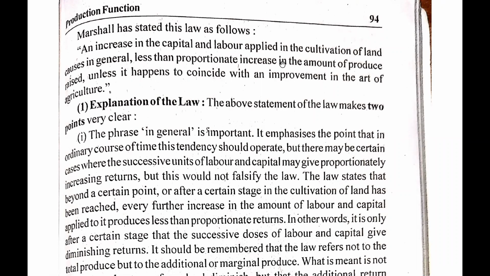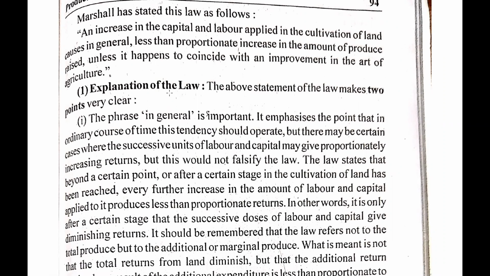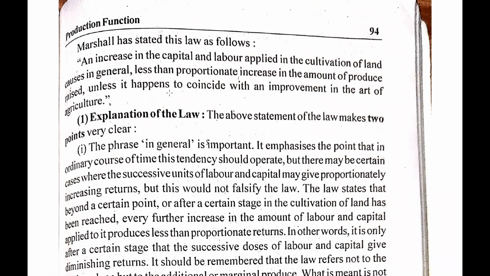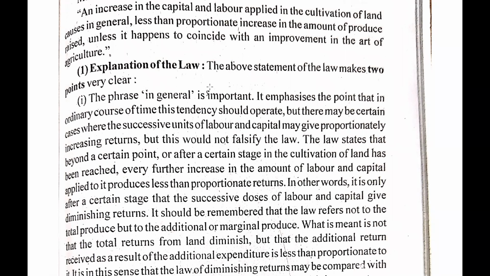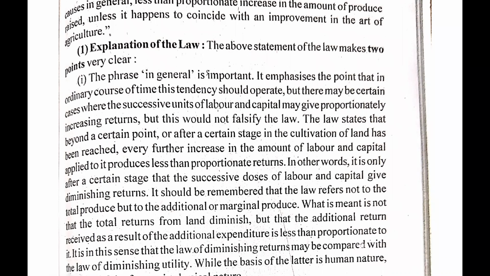Marshall stated this law as follows: an increase in the capital and labor applied in the cultivation of land causes in general a less than proportionate increase in the amount of produce raised, unless it happens to coincide with an improvement in the art of agriculture. So guys, this is what the law says according to Marshall. Now we have given the explanation of the law. The above statement of the law makes two points very clear. So guys, based on Marshall's statement, we are given the basic explanation of this.